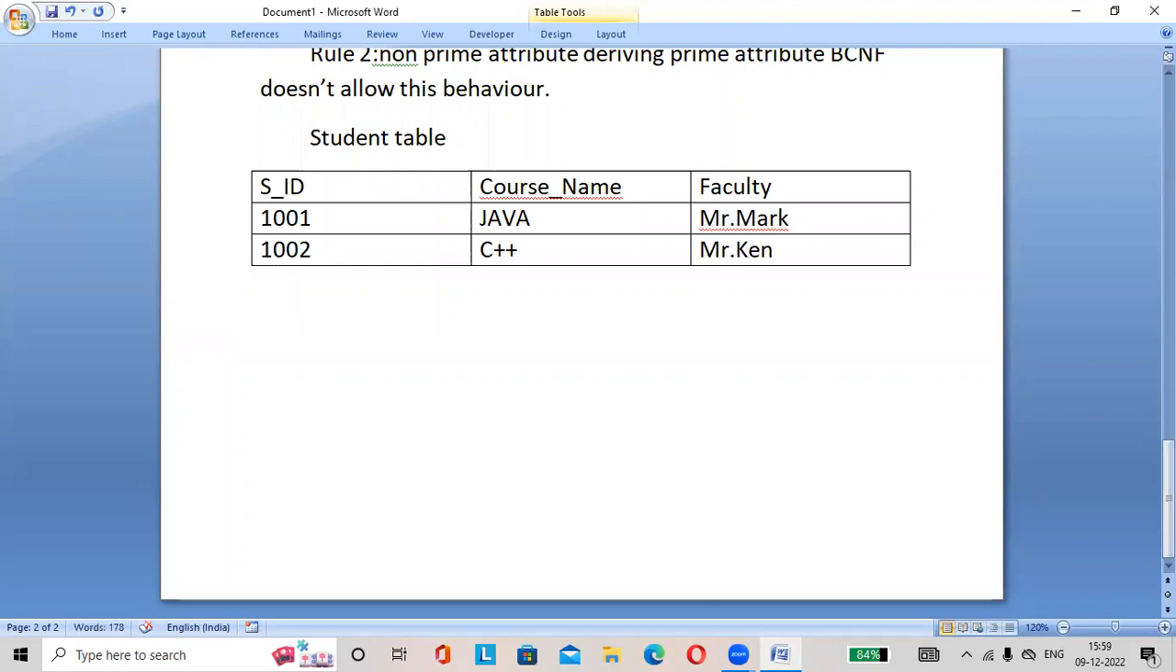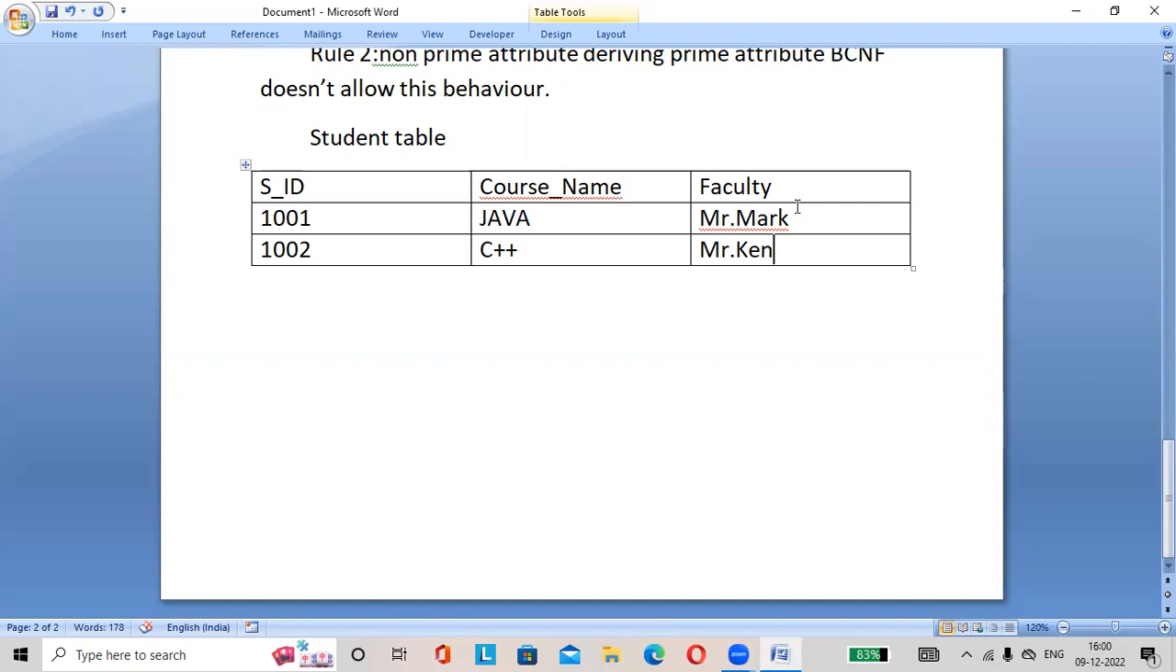One student can enroll for multiple courses. For each course, one faculty is assigned to the student. One faculty for each course. Which relationship, ma'am? One-to-one relationship? One student is enrolling for more than one course. Then which relationship? One-to-many, ma'am. One-to-many relationship. Then an example for many-to-many relationship.